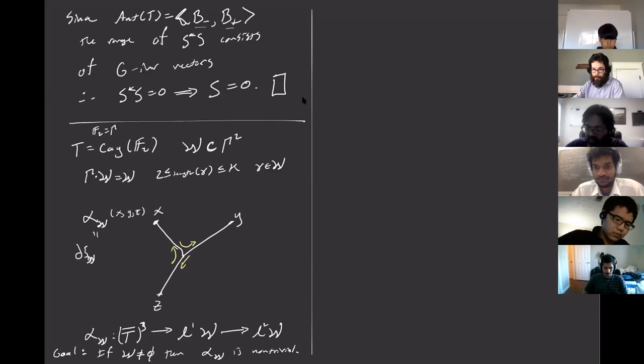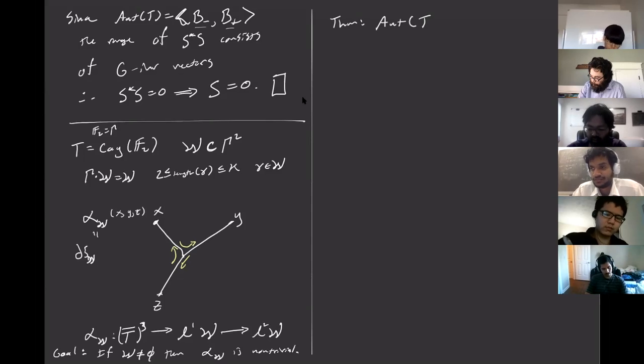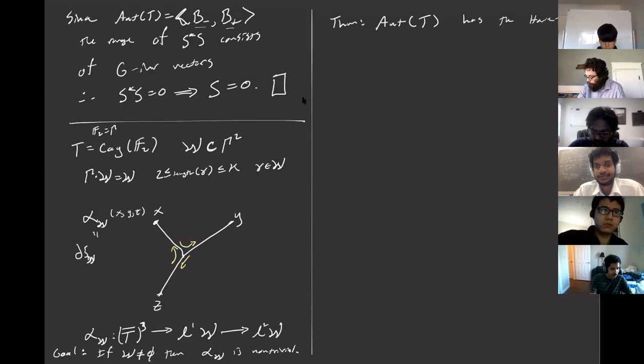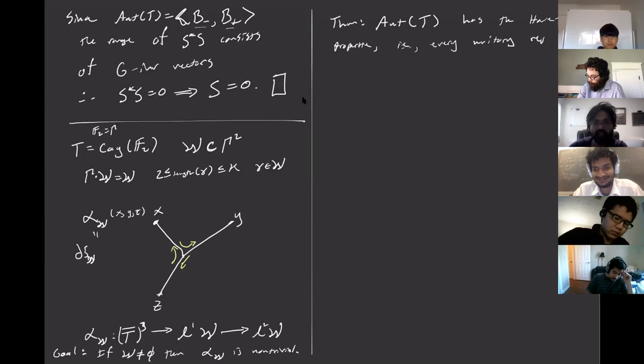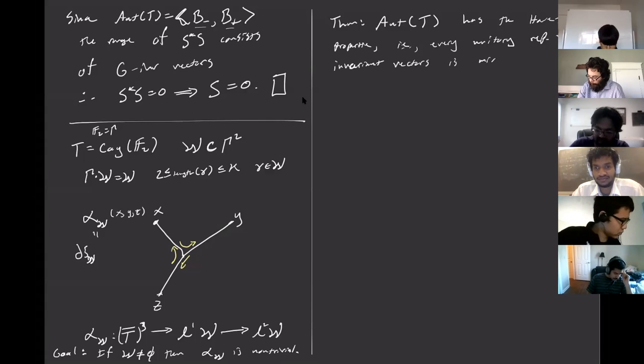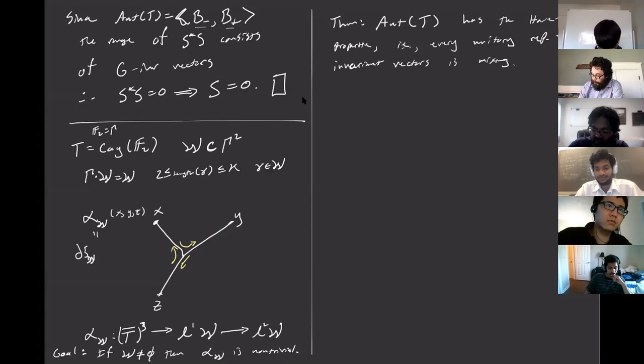To do that, the first step we did last time was we showed that the tree automorphism group has the Howe-Moore property. So I'll rewrite this out. The theorem was that the automorphism group of the tree has the Howe-Moore property, i.e. every unitary representation without non-zero invariant vectors is mixing, meaning that the matrix coefficients are C-naught functions. That's what we mean by a mixing representation.